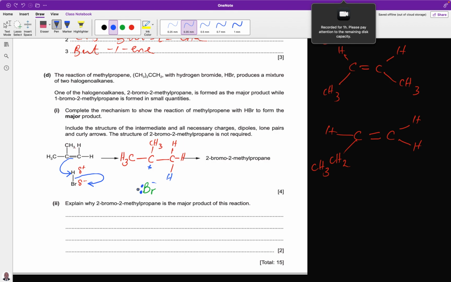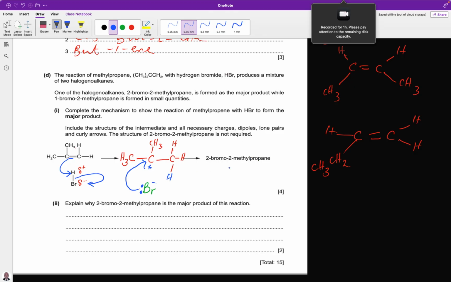Here we'll have this attacking this one here. You see now, it now attacks that one there. And that will finally result in what we will say is 2-bromo, 2-methyl propane.